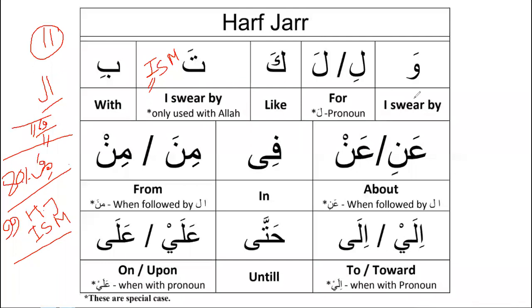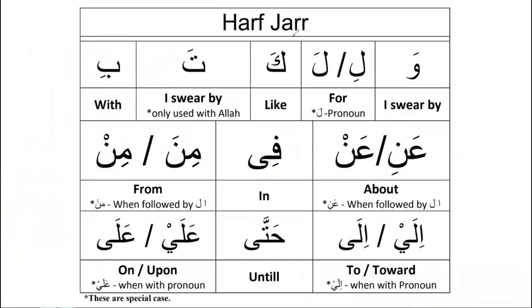Ba, ta, kaf, lam, waw, min, fi, an, ala, hatta, ila. These are harf jar, and what is their job? What do they do? They make the immediately next ism after them be in jar status. You got this? And there is no gap between these two. No word can come in between them. I will show you some examples from the Quran, then you can understand it better.